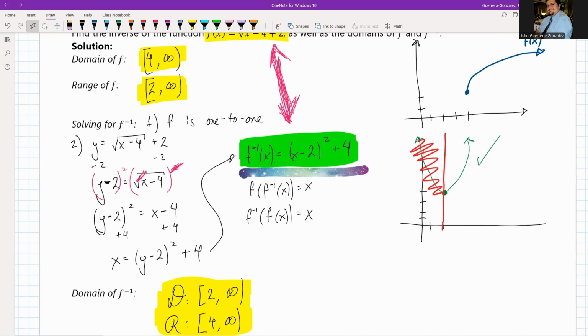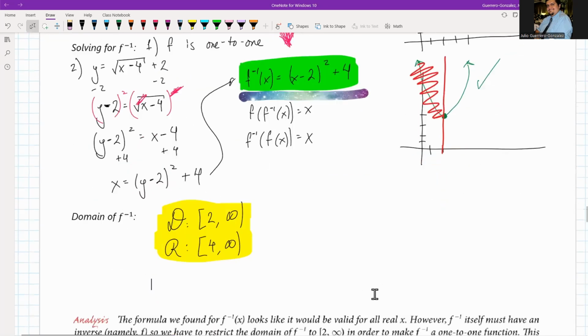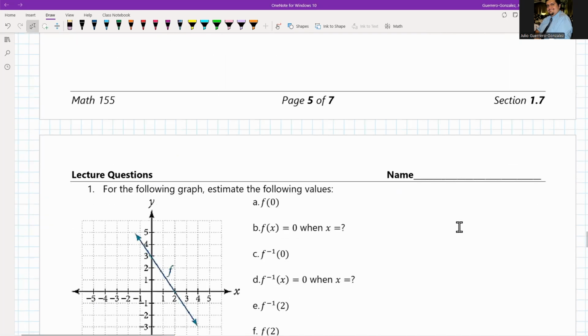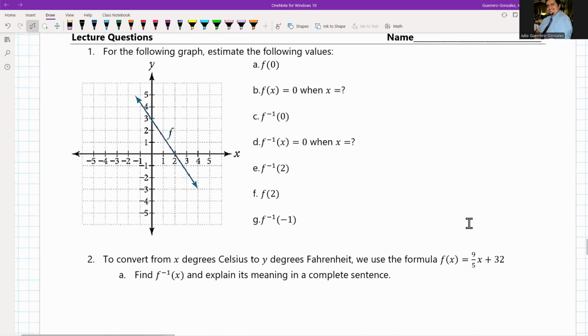Whew, that was long. All right. I believe right after this is our lecture questions. If you have any questions about how f or f inverse work or how they relate to each other, ask me during class. We're going to go through those quick checks during class. Yeah, besides that, happy studying.